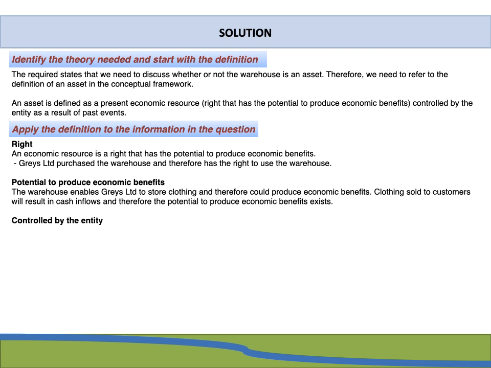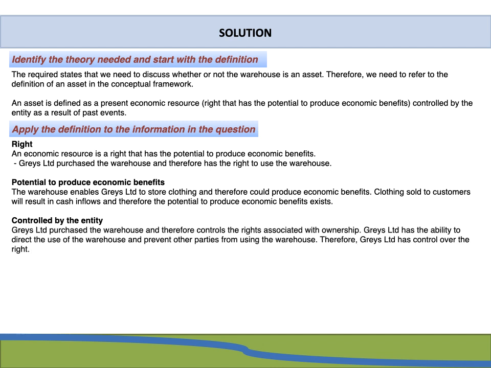The next part of our definition is controlled by the entity. So, is this warehouse controlled by Grace Limited? In this case, Grace Limited has purchased the warehouse and therefore they do have the control over the right associated with ownership. So, Grace Limited has the ability to direct the use of the warehouse and they can prevent other parties from using the warehouse. Therefore, Grace Limited has control over the right.